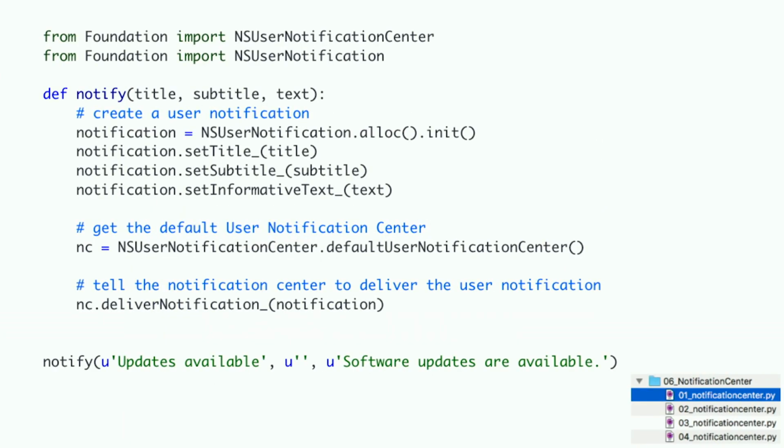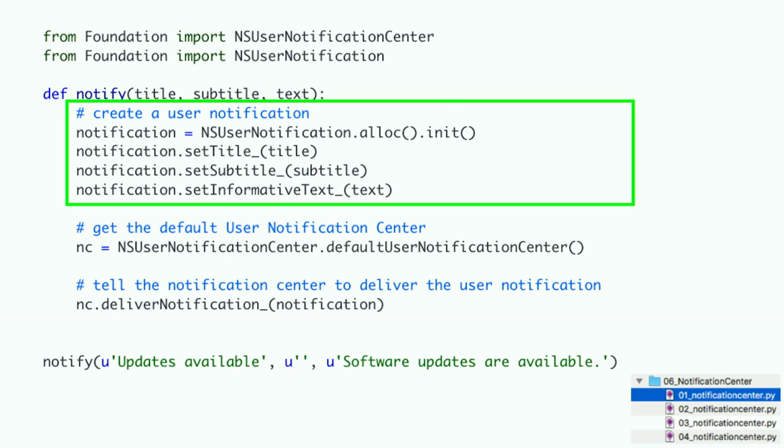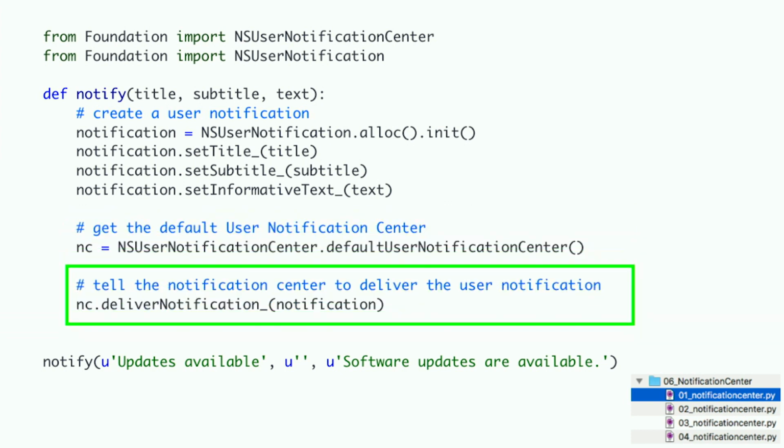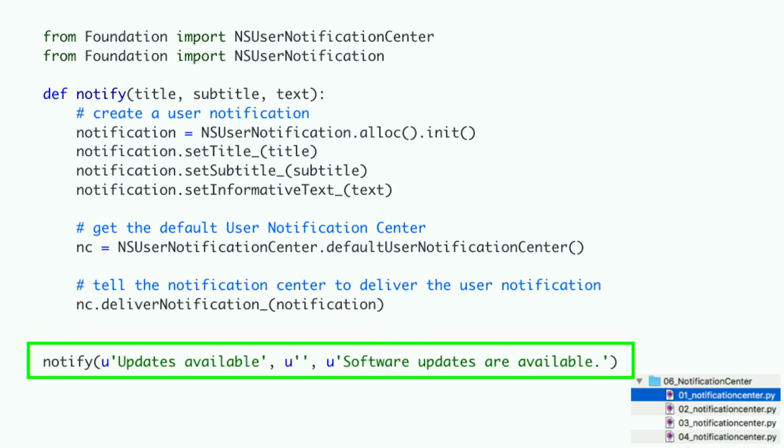This is kind of the bare minimum to display a notification. We create a notification, and we set a title, a subtitle, and some informative text. We get the default user notification center. I don't know how you get any other user notification center other than default, or why you would, but that's what you do. You just follow what Apple tells you to do. And then we tell that notification center to deliver the notification. I put that all inside a Python function called notify, so I can call that function and change what I pass to it. And if I run that, I get a little notification up in the screen there.